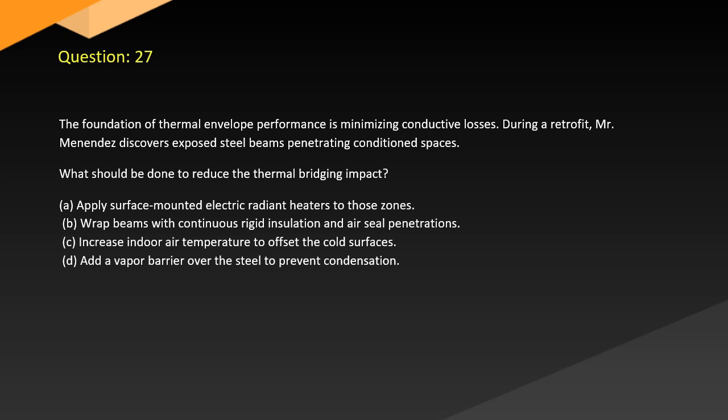Question 27. The foundation of thermal envelope performance is minimizing conductive losses. During a retrofit, Mr. Menendez discovers exposed steel beams penetrating conditioned spaces. What should be done to reduce the thermal bridging impact? A. Apply surface-mounted electric radiant heaters to those zones. B. Wrap beams with continuous rigid insulation and air seal penetrations. C. Increase indoor air temperature to offset the cold surfaces. D. Add a vapor barrier over the steel to prevent condensation.